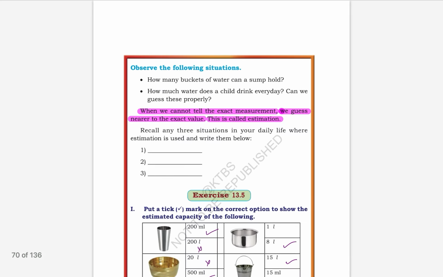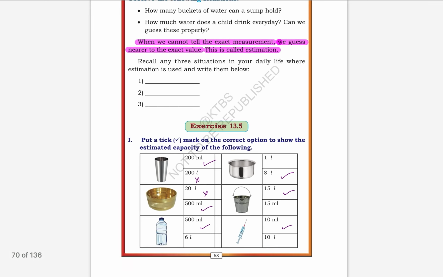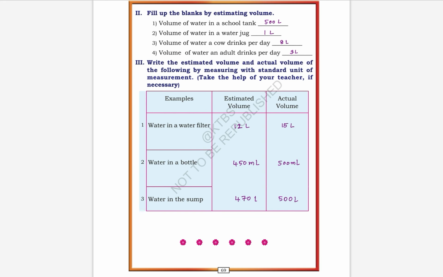Estimating volume. Here we have completed this chapter, measurement of volume is completed here. Okay. Please see both my videos. If you don't understand, repeat it. I have explained it very well, clearly, briefly, so that each and every student can understand.